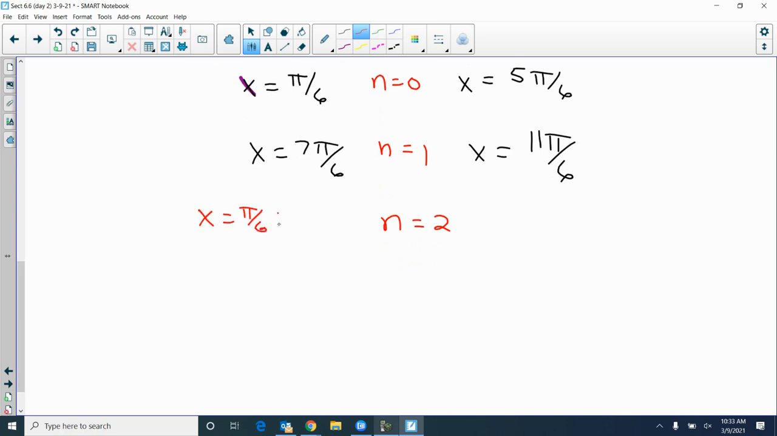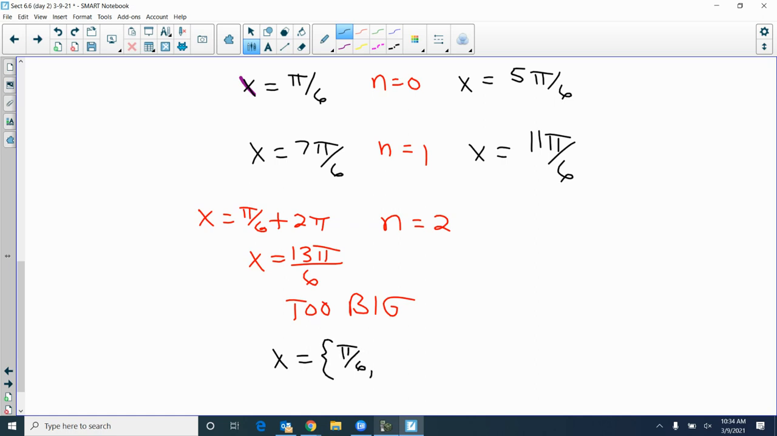Plus 2 pi, which gives me 13 pi over 6, which is too big. Okay, so we don't need to keep going anymore. So we got those 4 answers. The 4 answers were pi over 6, 5 pi over 6, 7 pi over 6, and 11 pi over 6.